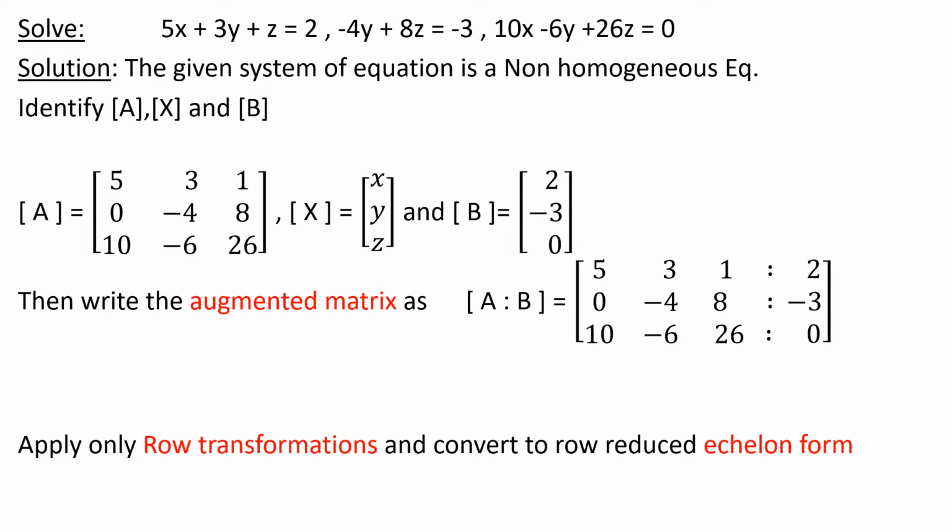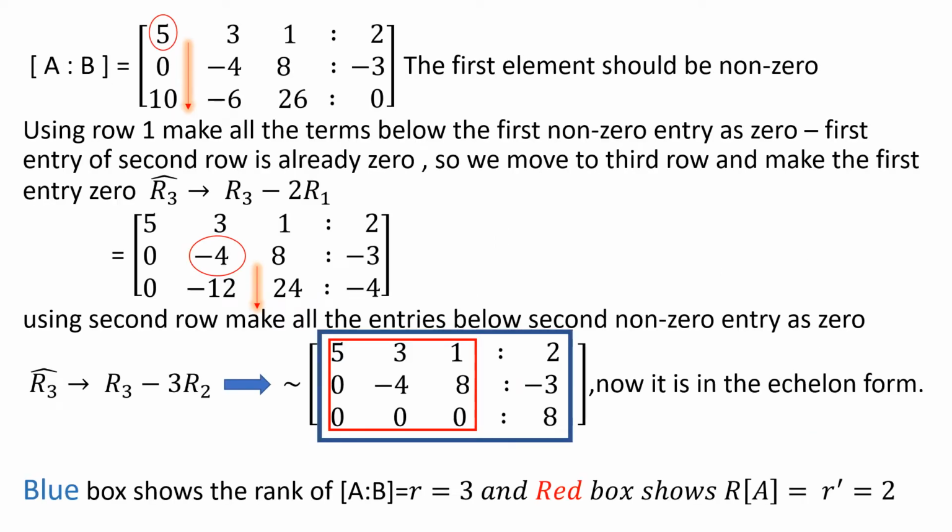Now, after writing the augmented matrix, we have to convert this to row reduced echelon form. Here we apply only row transformations. After writing the augmented matrix [A|B], the first element should be a non-zero element. In this case, it is already a non-zero element, 5, and you have to make all the terms below the number 5 as 0 using only row transformations.